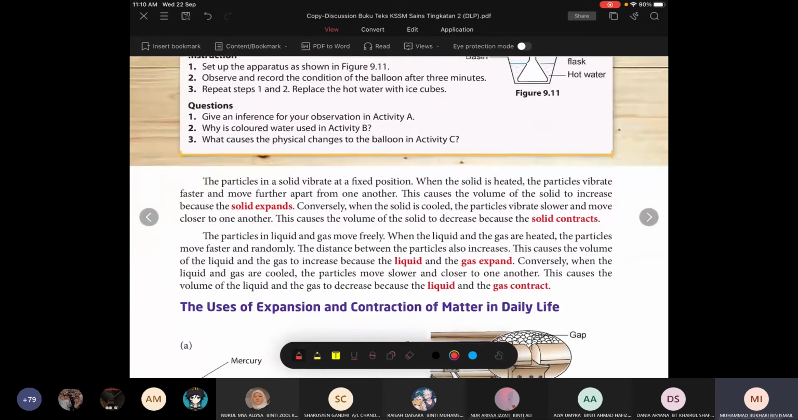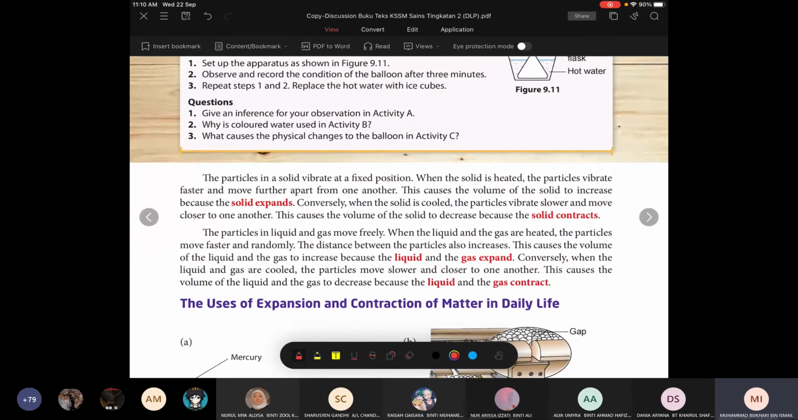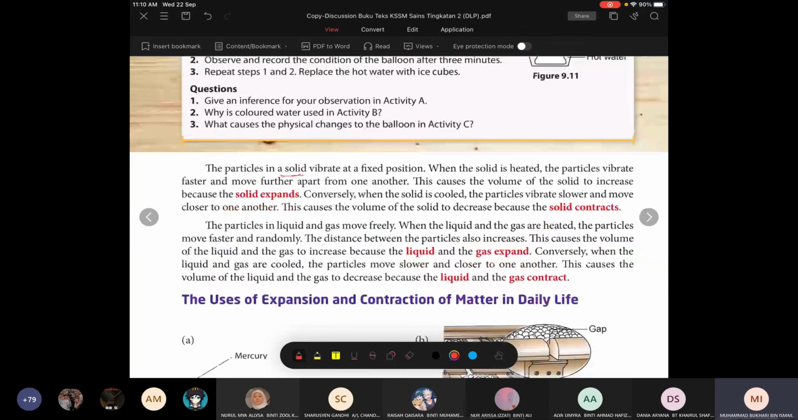Okay, the next thing is, let's read a little bit. The particles in a solid vibrate at a fixed position. Okay, remember this is solid. Let me highlight it. This is solid, so it will vibrate at a fixed position. Remember, this is for solid. When the solid is heated, the particles vibrate faster and move further apart from one another. This causes the volume of the solid to increase because the solid expands.